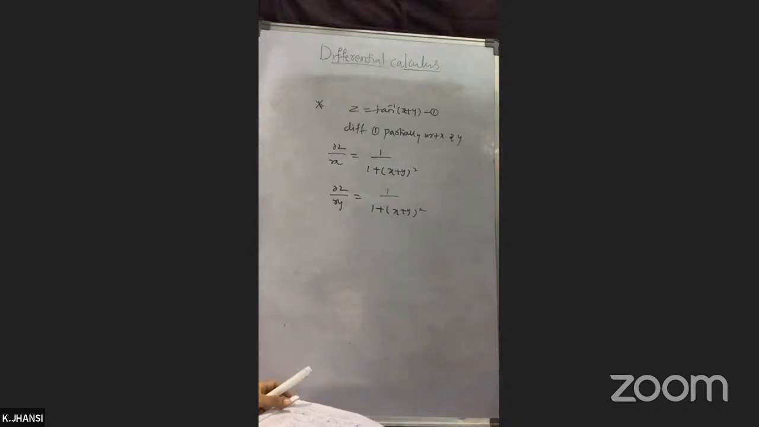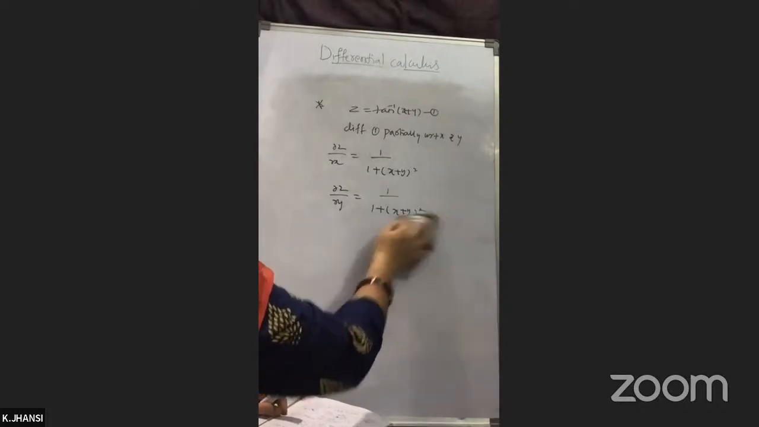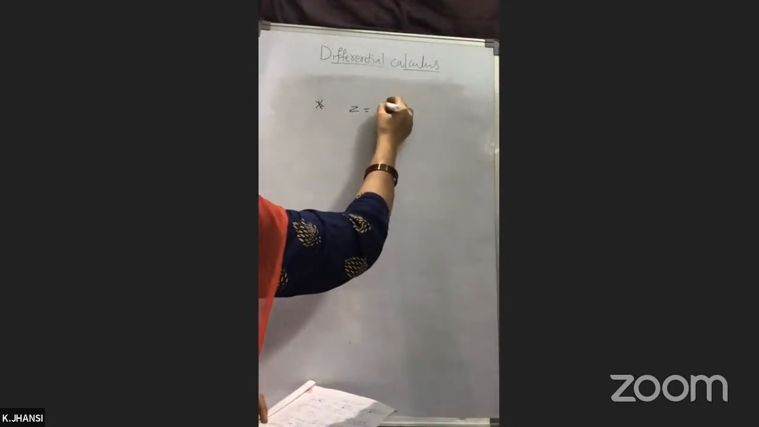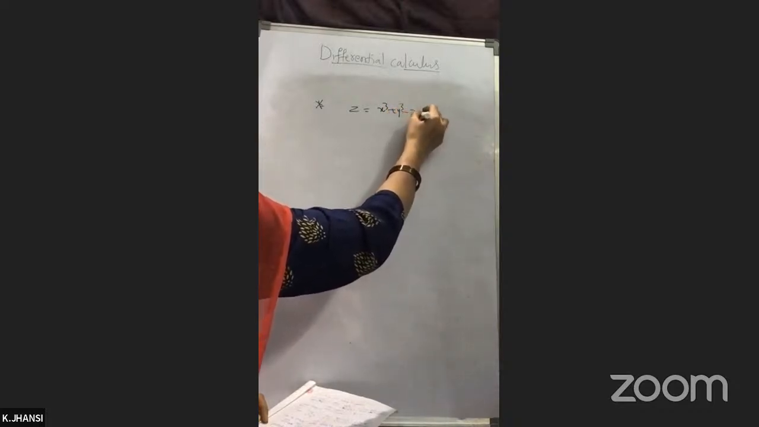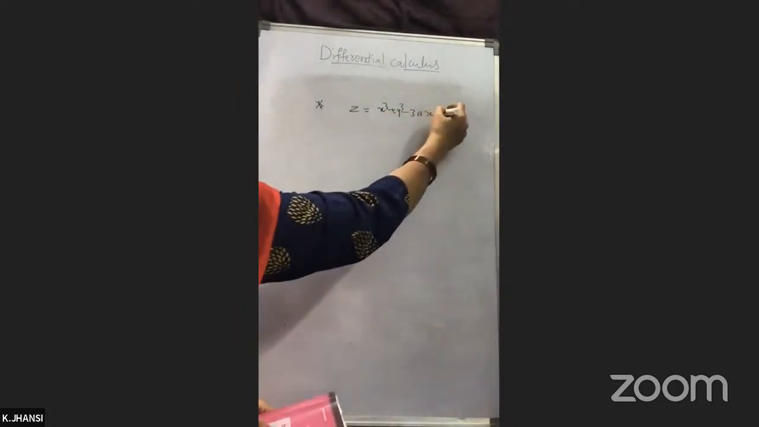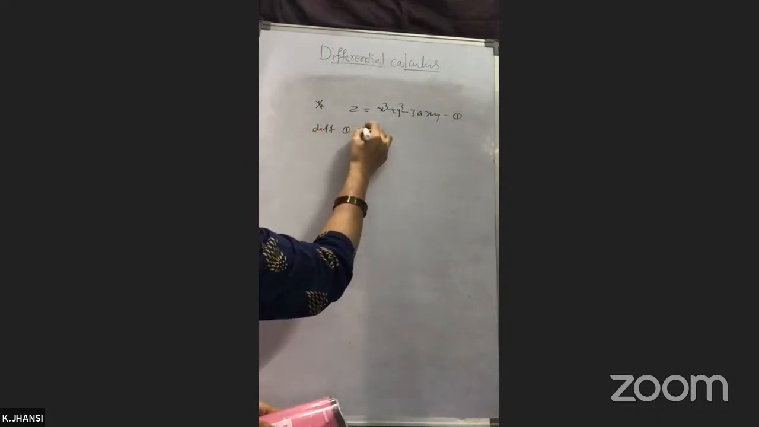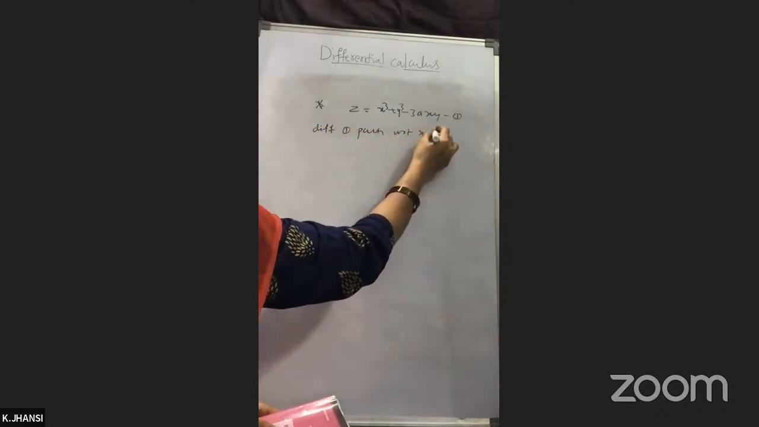And next, there is one more problem. Find the first and second order partial differentiation of the given function. I'm not writing the whole question, you just write the function: x cube plus y cube minus 3axy. Okay. So this is one of the functions. For this one, find the first and second order partial differentiation. So you take this as 1. Differentiate 1 partially with respect to x and y.